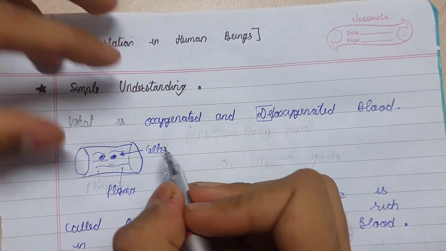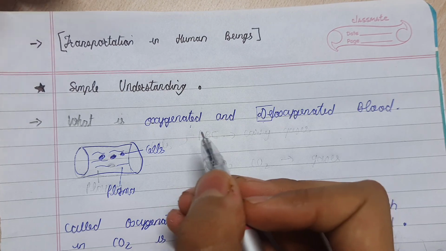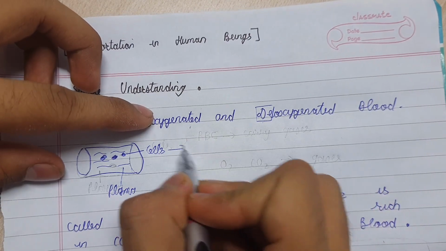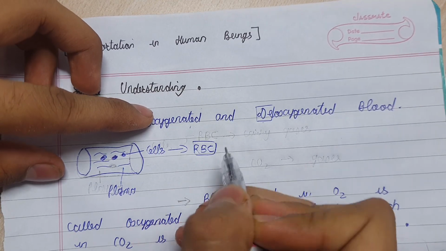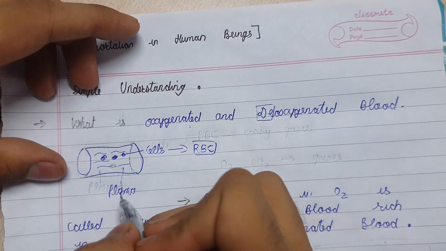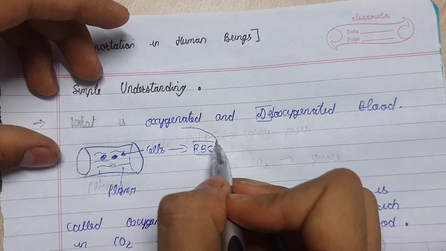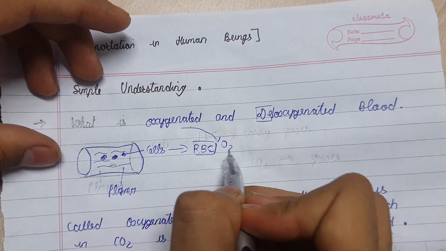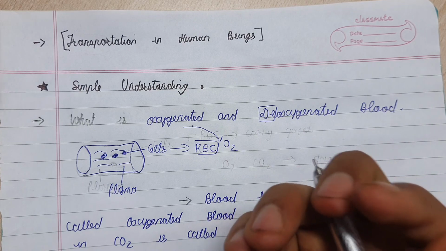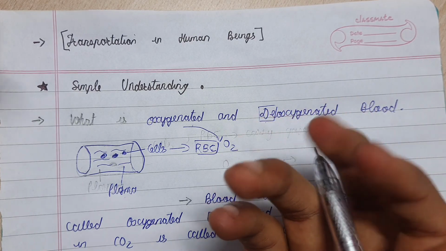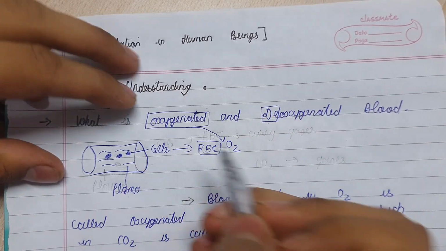Now these cells are of many types: RBC, WBC, platelets, etc. But here we are only talking about the red blood cells. The red blood cells in the blood carry oxygen molecules. So the blood which has oxygen is called oxygenated blood.